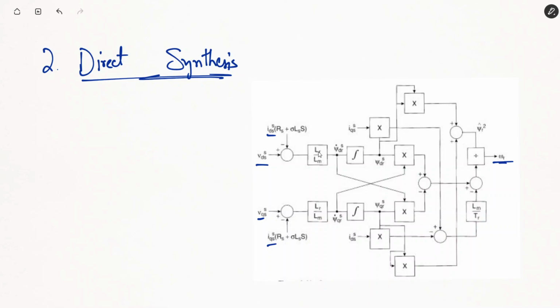The machine parameters that I'm saying are the inductances, resistances, the magnetizing inductance, the rotor side and stator side inductances. All those inductances and resistances tend to vary with time. So these systems do not give us accurate estimates of the output speed. The first two methods, the slip calculation and the direct synthesis, can both be derived from the equivalent dynamic model of the induction motor. And the problem with both of these methods is they are heavily dependent upon the machine parameters.